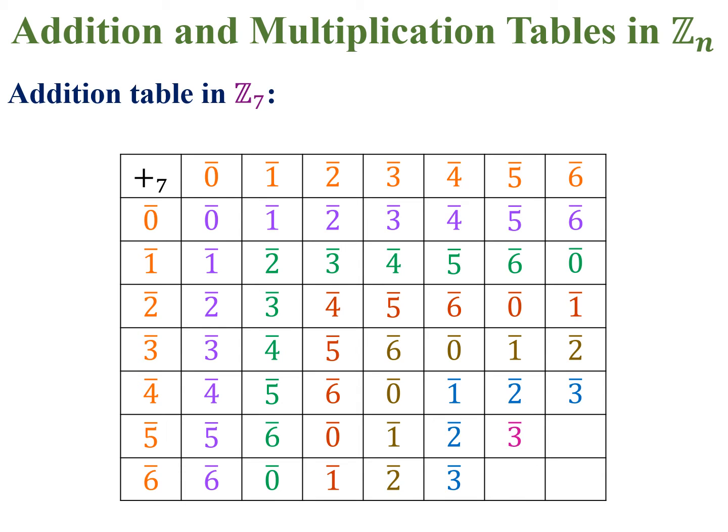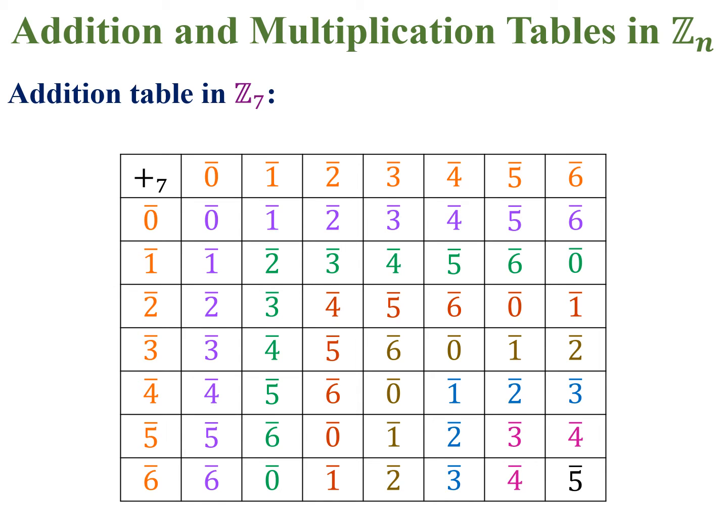5 plus 6 is 11. When we divide 11 by 7, you will get 4 as remainder. So here will be 4. And the same classes are obtained in this column also. So here will be class of 4. And the last entry remained is obtained by adding class of 6 with class of 6. 6 plus 6 is 12. And when we divide 12 by 7, we will get 5 as a remainder. So here will be class of 5 as the entry value. In this way, you can find the addition table.